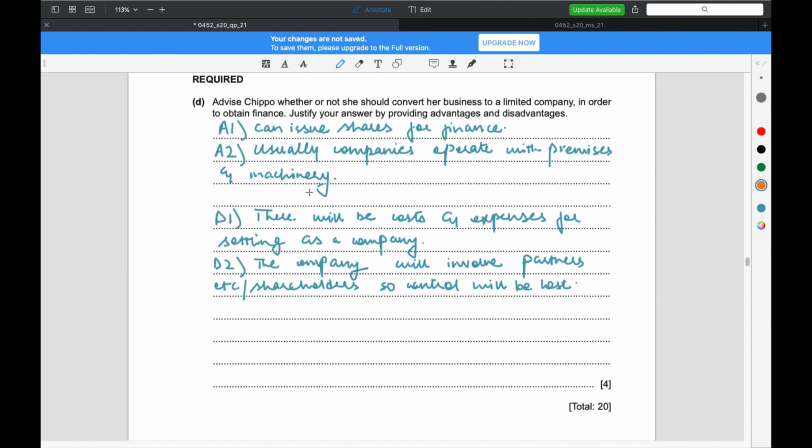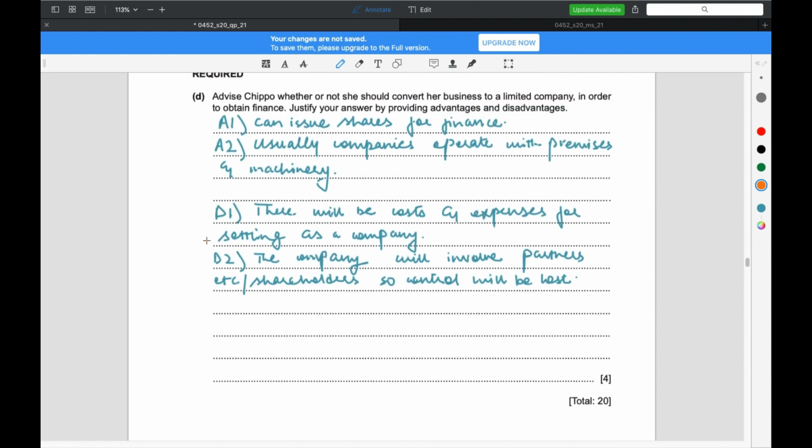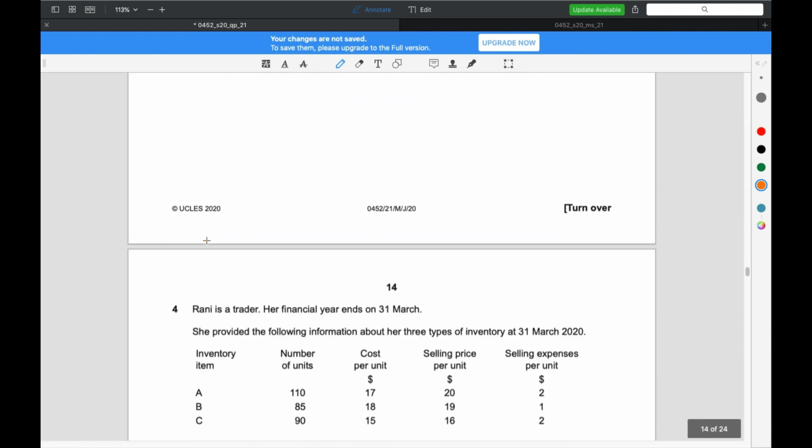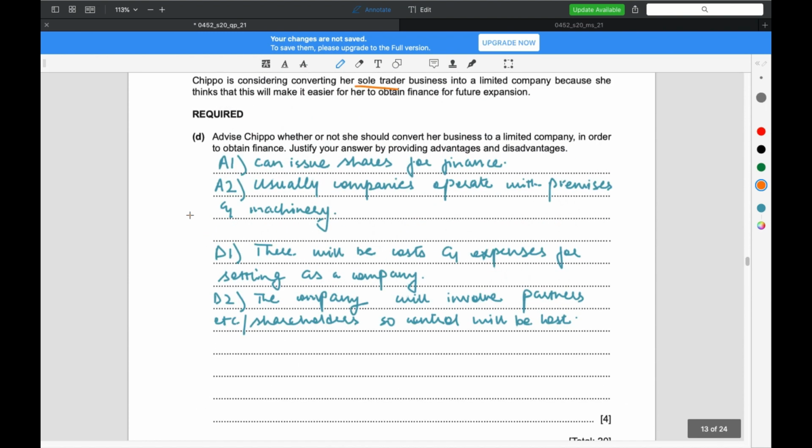So that's that, and then you can just advise whatever you feel is the stronger side. I'd say that she should convert to a limited company, because that is going to give her finance, she has everything she needs to, and she will raise more money that way. So yeah, that is the end of question 3.